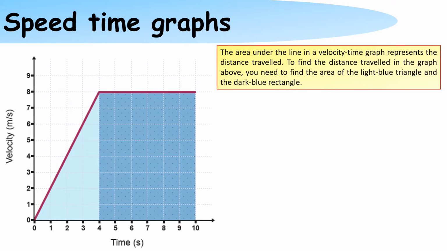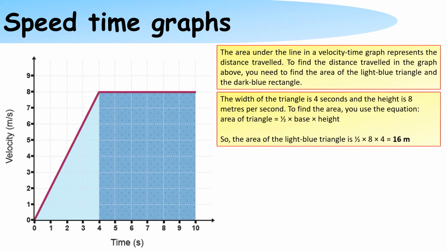The area under the line in a velocity time graph represents the distance travelled. To find the distance travelled in the graph to the side, you need to find the area represented by the light blue triangle and the dark blue rectangle. The base of the triangle is 4 seconds and the height is 8 meters per second. To find the area, you use the equation half times the base times the height. So the area of the light blue triangle is a half times 8 times 4, which is 16 meters.